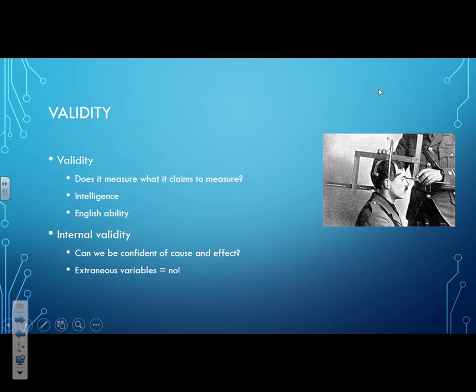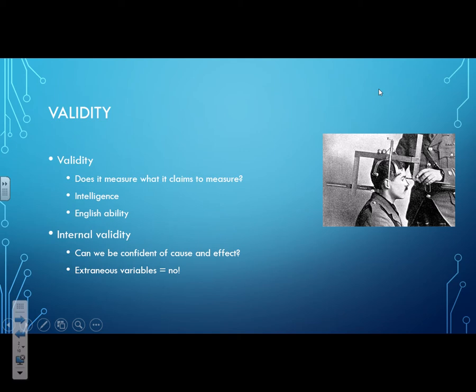So you have validity. Does it measure what it claims to measure, which of course you are familiar with, but a good example of this would be intelligence. They used to believe that if you measured the circumference, the size of your head, that would be a good indication of how intelligent you were. The question is, does it measure what it claims to measure? It claims to measure intelligence, but actually it's just measuring the size of your head. So that is an example of it lacking validity.